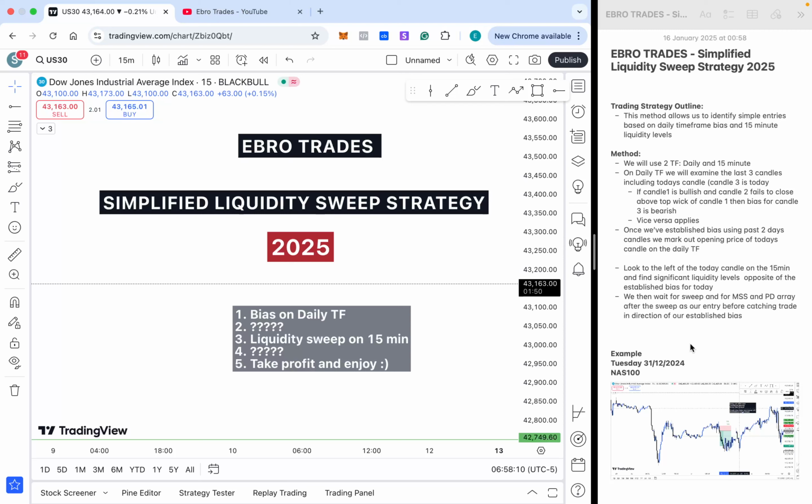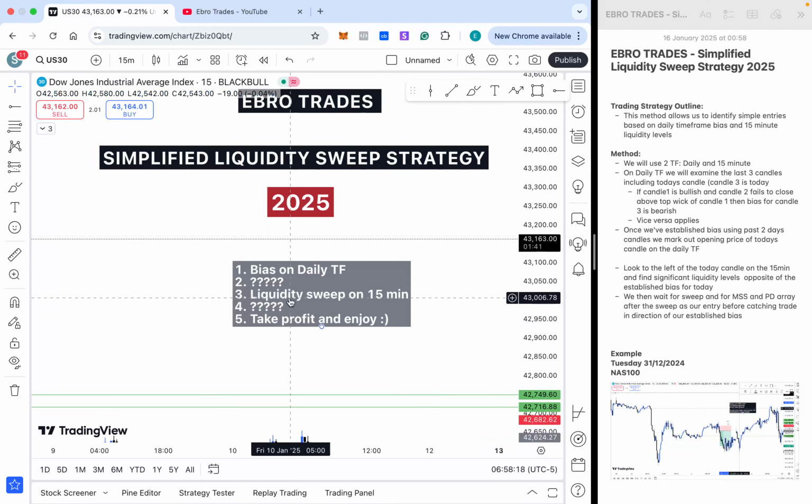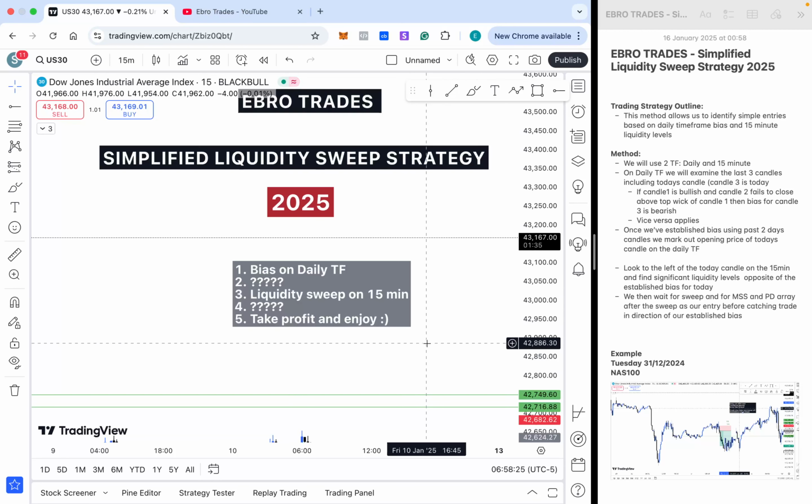Today I'll be covering a simplified liquidity sweep strategy that really works well in 2025. The strategy has 5 simple steps that I'll be covering in this video. I want you guys to concentrate, take out a pen and paper, or, if you're using the Notes app, take some notes, backtest, and then run this on your live trading accounts.